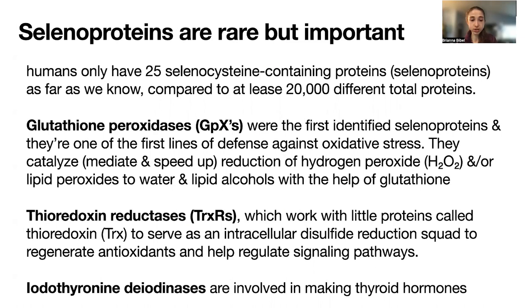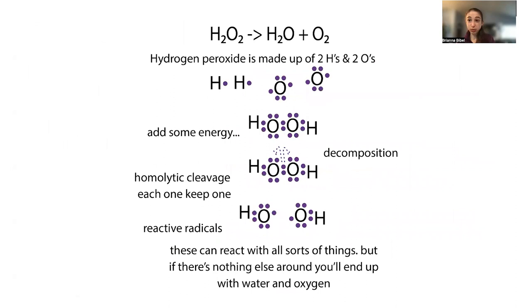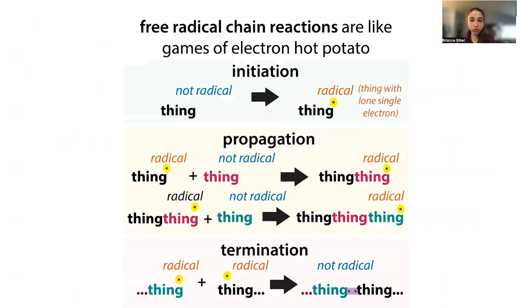The first ones that were discovered were the glutathione peroxidases. These are one of the first lines of defense against oxidative stress. They catalyze, they speed up, the reduction of hydrogen peroxide, we'll talk more about this, and lipid peroxides to water and lipid alcohols with the help of glutathione. Basically, it's able to take hydrogen peroxide, which if we don't control it can split up and form radicals, where you have these lone electrons. Just know that these radicals are really, really reactive and they can set off chain reactions. And you don't want that happening.